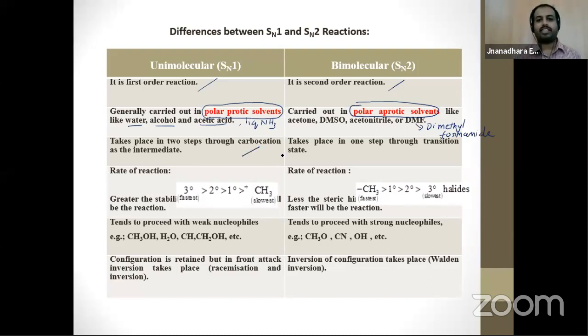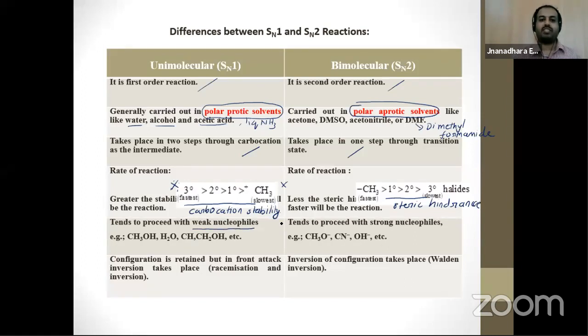Then carbocation intermediate in SN1, no carbocation in SN2. Order of reactivity, extremely important. What's the order of reactivity in SN1? Tertiary greater than secondary greater than primary. This is on account of carbocation stability. Whereas in case of SN2, it's reverse. Primary greater than secondary greater than tertiary. This is because of steric hindrance.